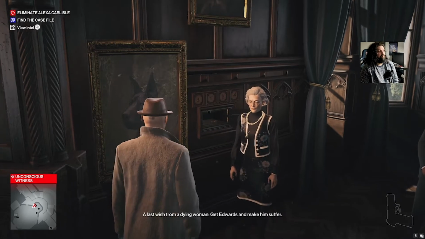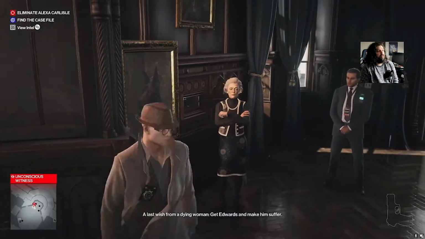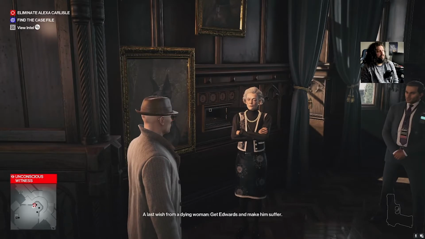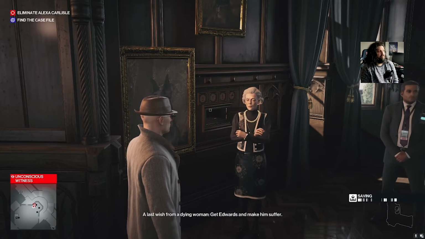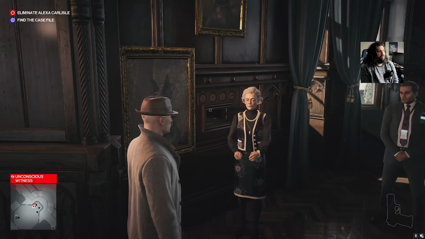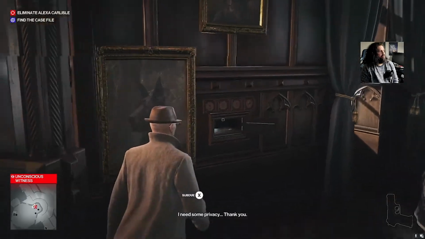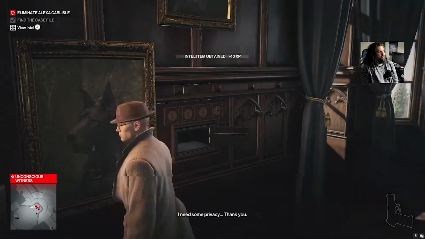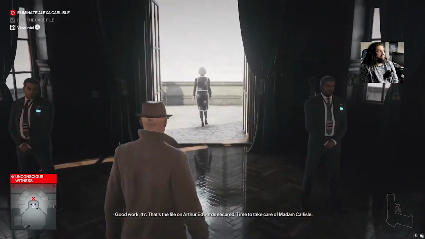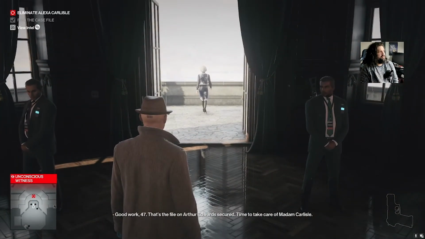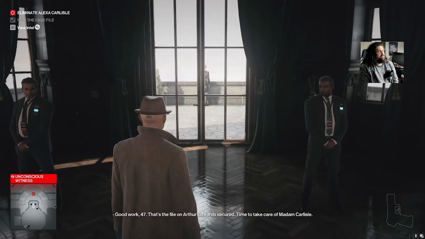A last wish from a dying woman. Get Edwards and make him suffer. So that was different, right? She didn't say a dying woman before. She asked for some privacy, so let's go out there and get her. That's the file. Let her get on out to the Arthur Edwards position. Secured. Time to take care of Madame Carlyle.